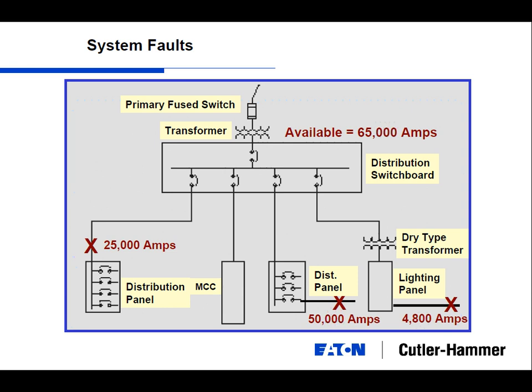Then you've got a dry type transformer which steps the voltage down, and the dry type transformer may be in the same equipment room. Well, that's only 4,800 amps. Why would there be such a large difference between this lighting panel and this distribution panel if everything is in the same equipment room? Higher voltage up here, 480 volts here. Notice I've got a dry type transformer there. Maybe that's a 30 kVA transformer stepping it down to 208/120. This is straight 480 with no transformer.